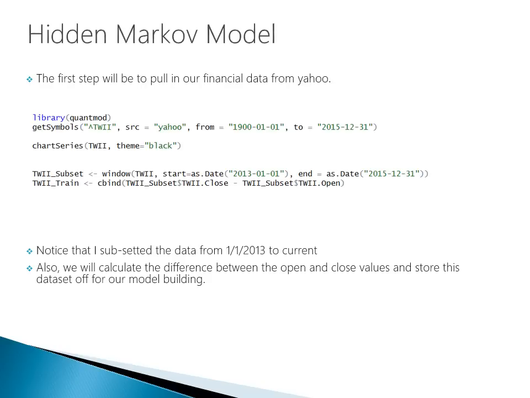Also, we will calculate the difference between the open and close values and store this data set off for our model building. So we talked about using the difference between the close and open values. Well, using the cbind function, we can actually create this and store this off.